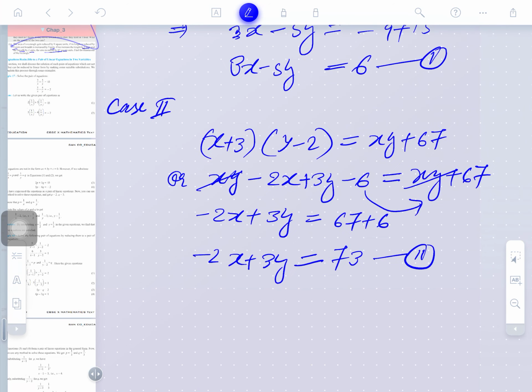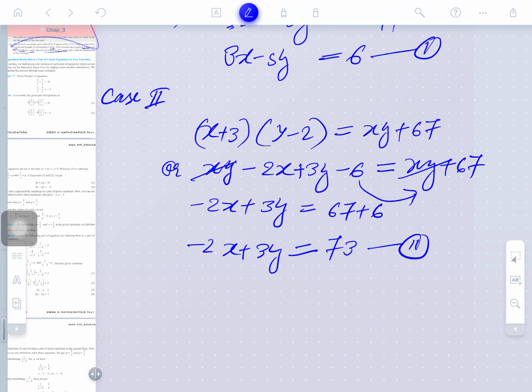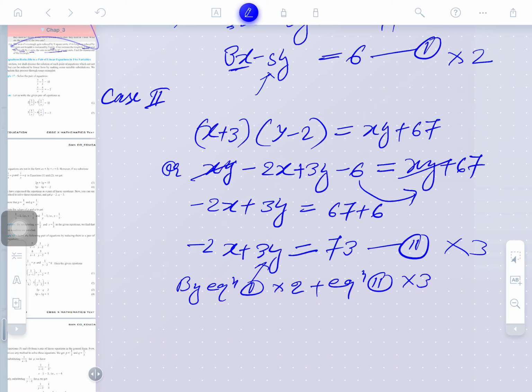Now solve this. Solving equations 1 and 2, which method will you employ? Here is 5y and here is 3y, obviously different coefficients. Here is 3x and here is 2x. So which do you want to eliminate? Obviously we will eliminate x here. If this is multiplied by 2 and this by 3, then 6 becomes the coefficient here. So equation 1 multiplied by 2 plus equation 2 multiplied by 3.